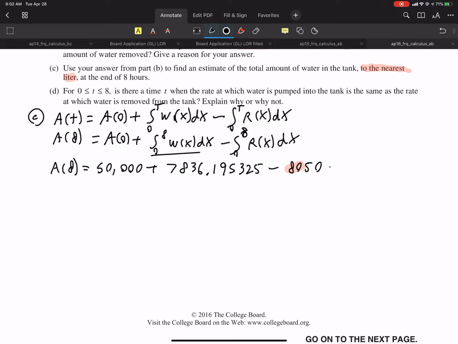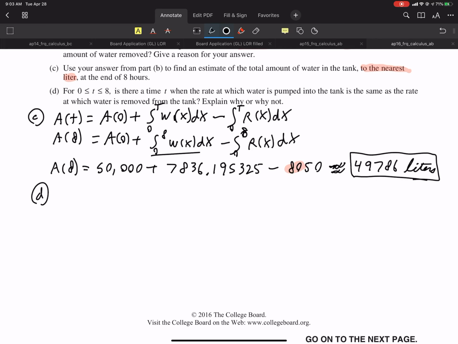So if you add this on your calculator, I'll get another squiggly equals. You add that up and round off, you get 49,786 liters. There's our answer. Let's go to part D. This is the hard question.